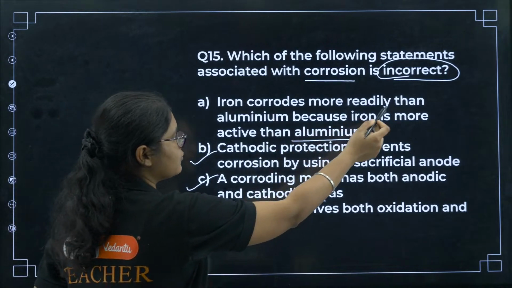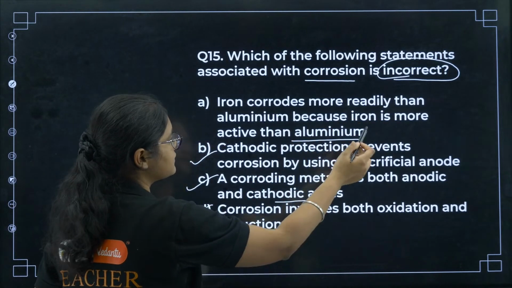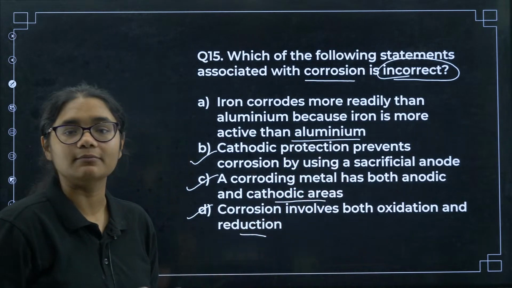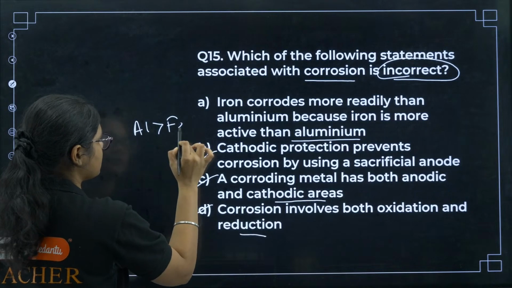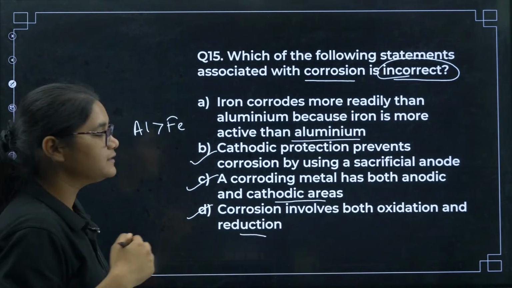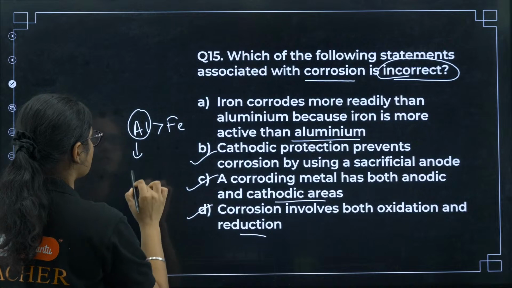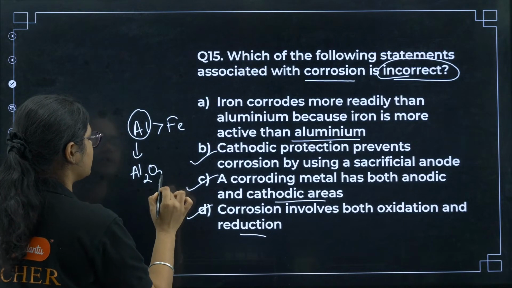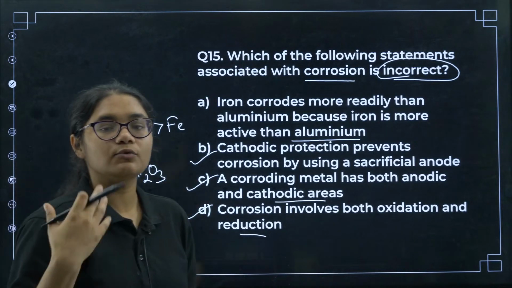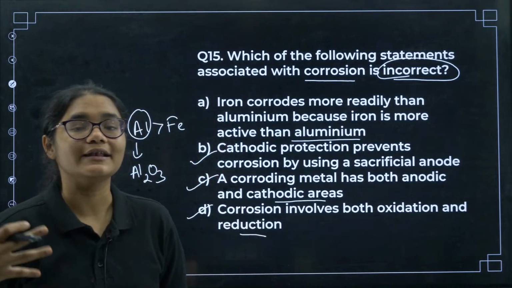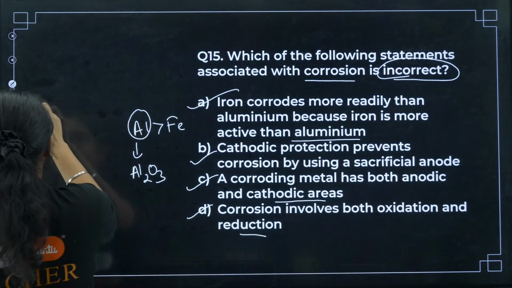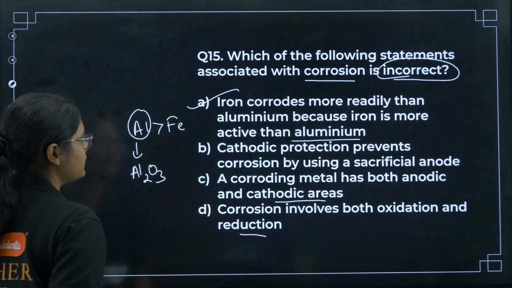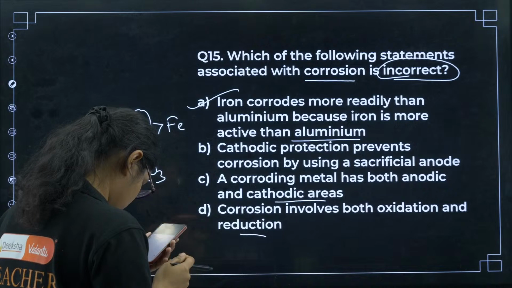Next, iron corrodes more readily than aluminium because iron is more active than aluminium. No. See, aluminium is more reactive than iron. But aluminium forms an oxide layer over it, due to which, although it is more reactive, it corrodes at a lesser speed. So option number A is the incorrect statement. So what is the correct answer? Option number A here.